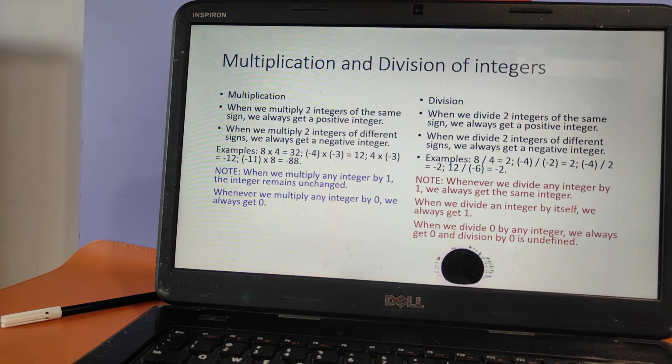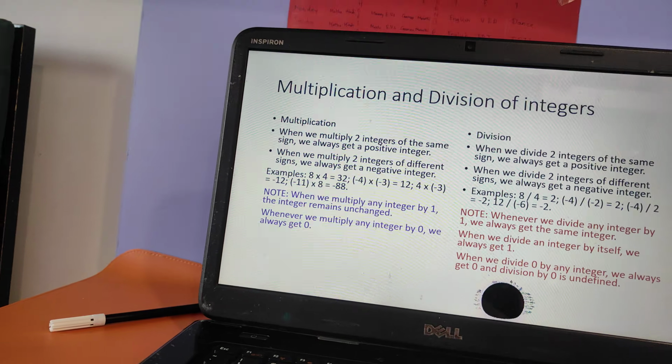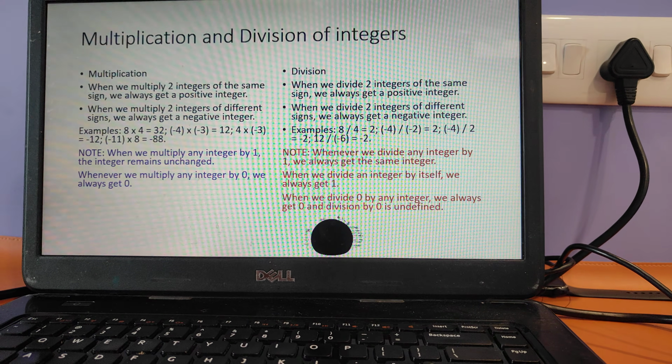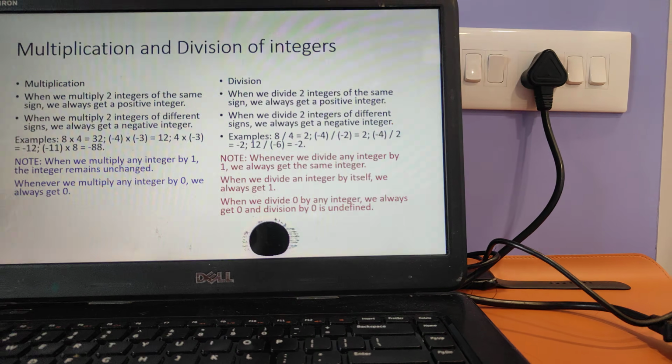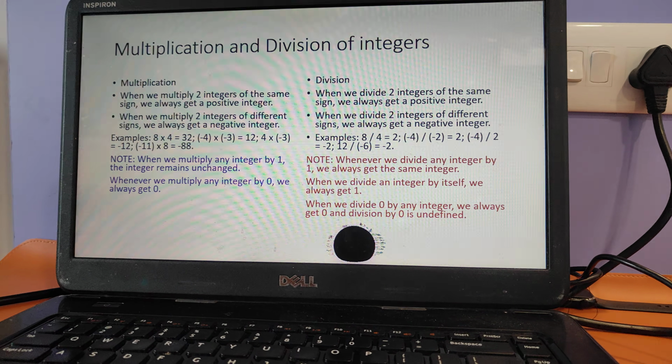4 into minus 3 is minus 12. Minus 4 into 3, again minus 12. Same for division. If you divide two integers of the same sign, you always get a positive integer, and if you divide two integers of different signs, you always get a negative integer.